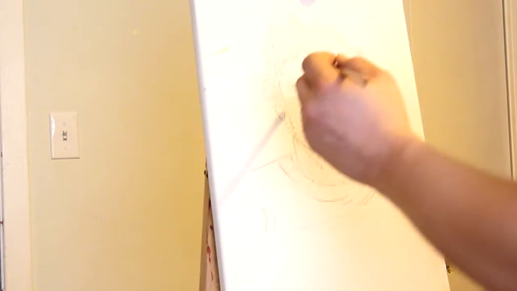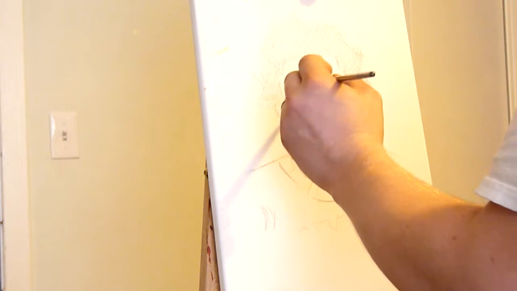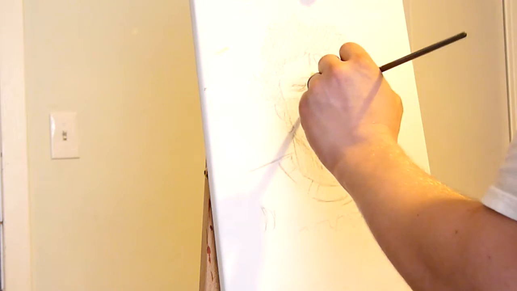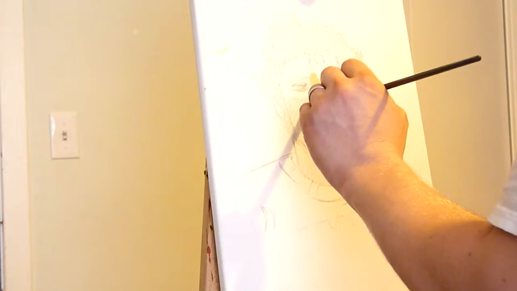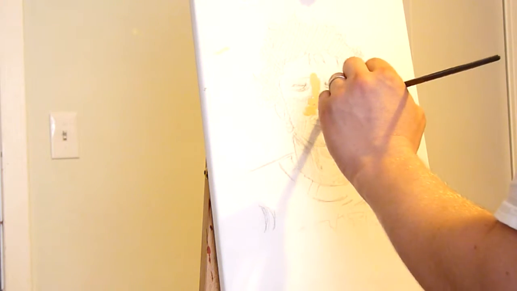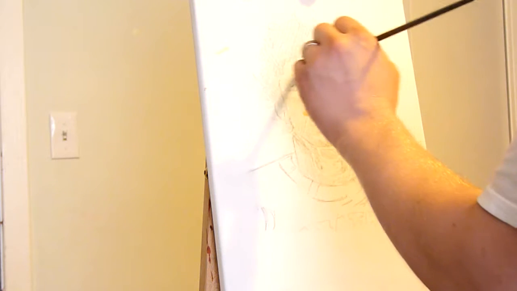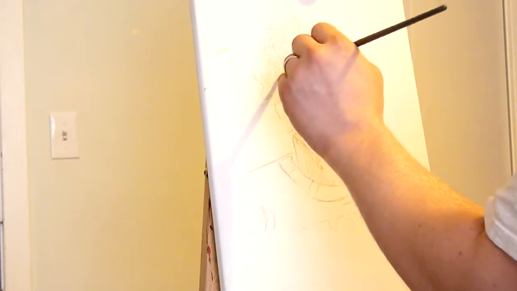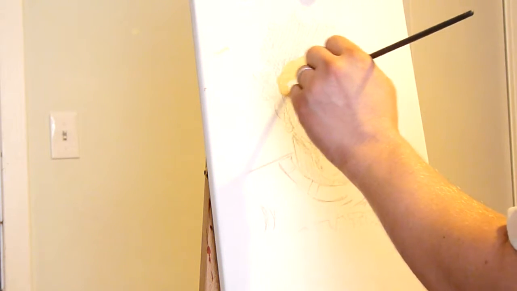So I like to work light to dark. So I'm just going to dab on some paint. Now this, you really don't have to be specific. You can just go wherever your lowlights are going to be and be generous, because you can always make changes later on. Again, I'm working a little bit quick.